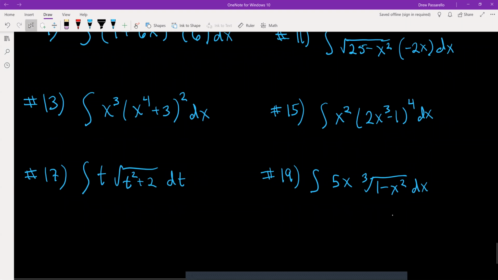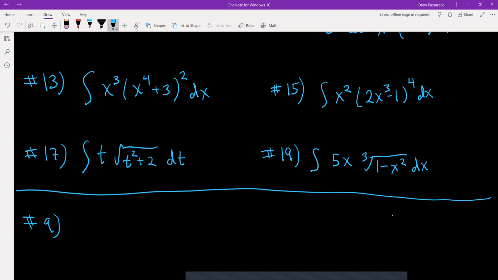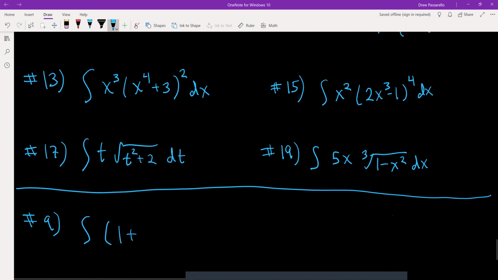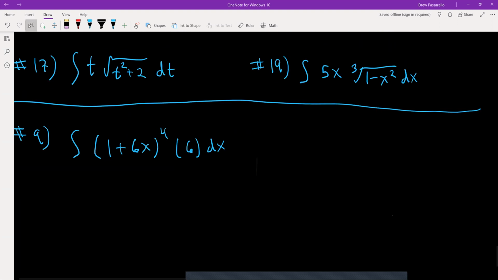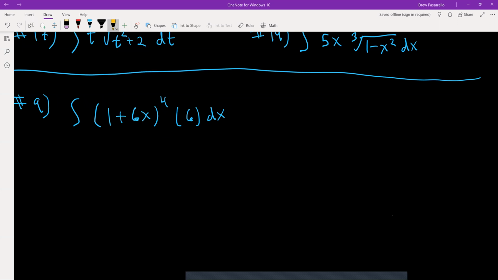So for number 9, I think I'll just go ahead and do the problem and then explain why I'm doing that substitution. It's (1 plus 6x) to the 4th, and then they had parentheses 6 and then dx. So what could I substitute for u? Right away, the 1 plus 6x seems to be the logical option to use for u. It's the more complicated stuff, I guess, that you would use for u.